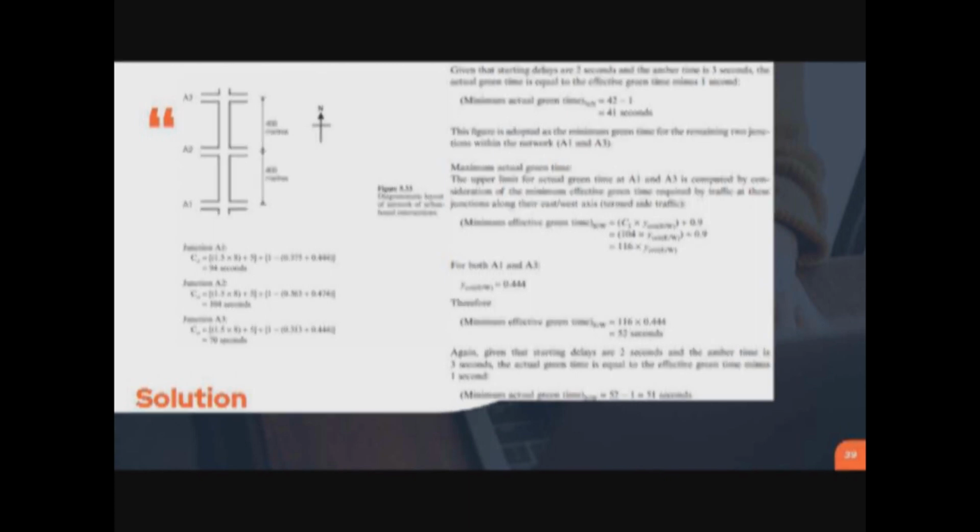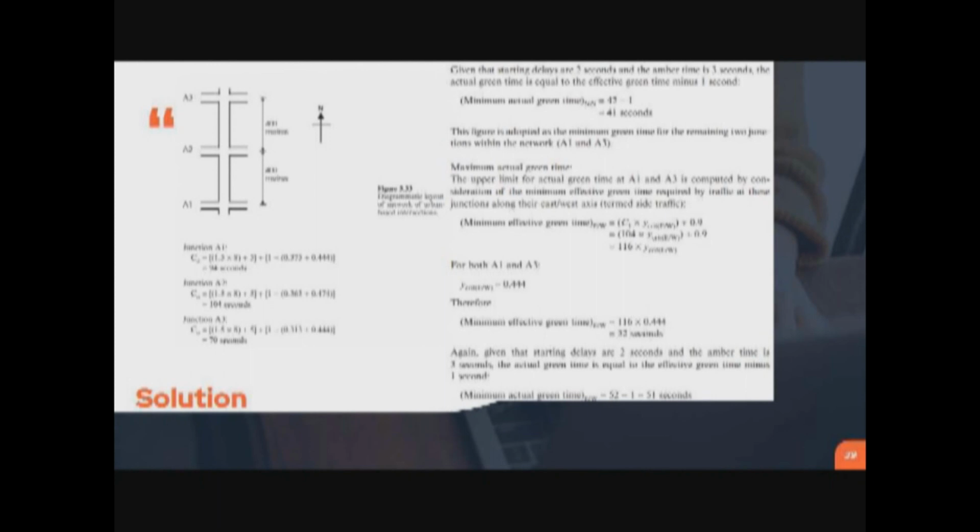Given that starting delays are 2 seconds and the amber time is 3 seconds, the actual green time is equal to the effective green time minus 1 second. So the minimum actual green time for north-south is 42 minus 1, which is 41 seconds. This figure is adopted as the minimum green time for the remaining 2 junctions within the network, A1 and A3.